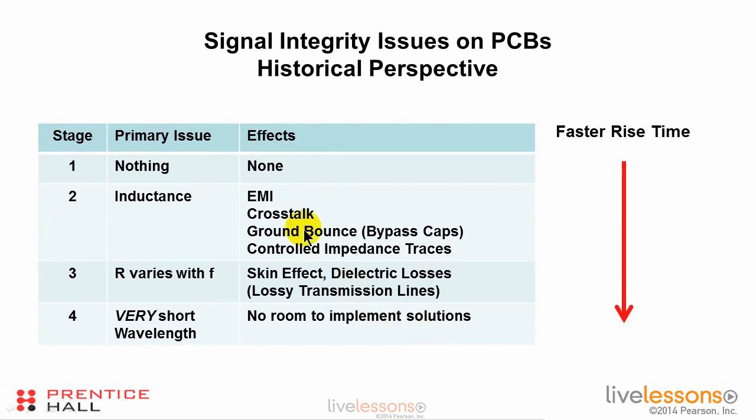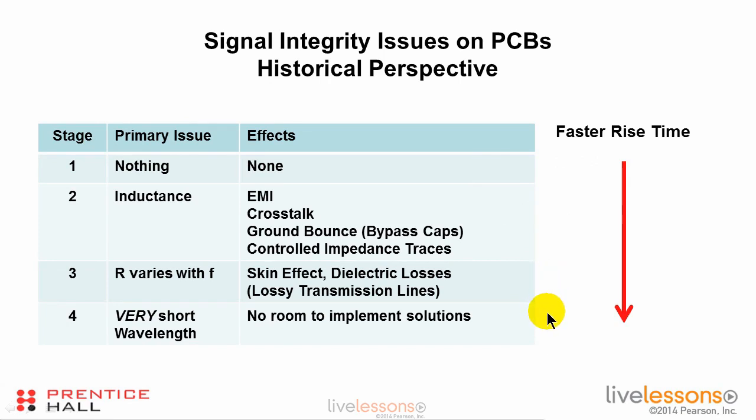Now, the thing that is taking us through these 4 stages is faster and faster rise time. Not so much frequency, as we will talk about as we go through these lessons, but faster and faster rise times. In the early stages of printed circuit board design, we were dealing with relatively slow rise times, and there was really nothing going on at the board level. But as rise times got faster, then we needed to worry about EMI and crosstalk and so on. As rise times got faster yet, we had to be concerned about skin effect and dielectric losses.